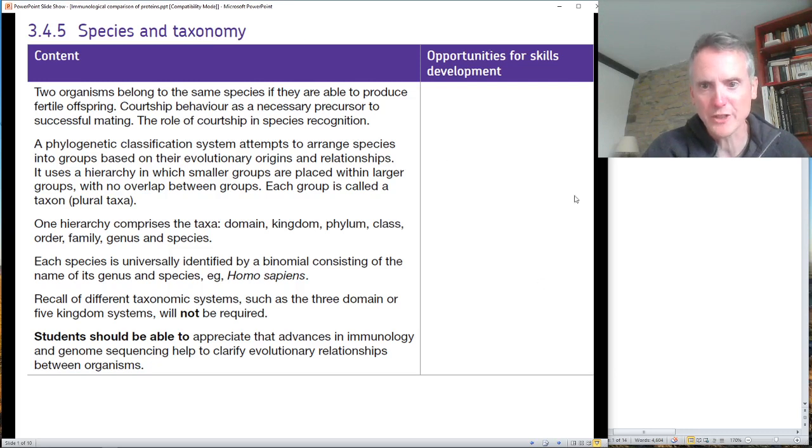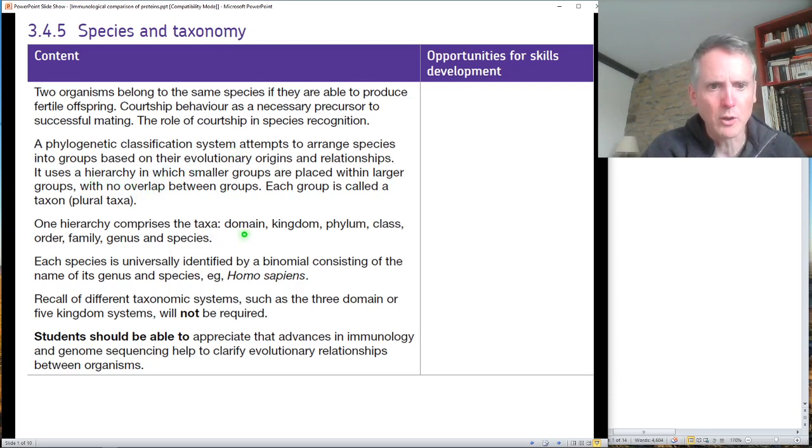Okay, there's no skills, as you can see in the syllabus, so we don't have to worry about that. We've been doing courtship behaviour. I think that was the last thing we did in terms of content. Then we looked at the phylogenetic classification system, those spidery type diagrams, those are non-overlapping hierarchy.